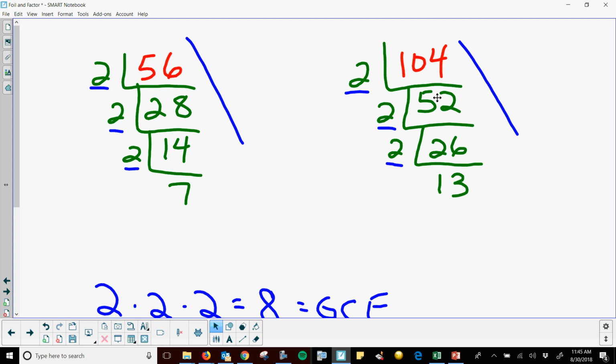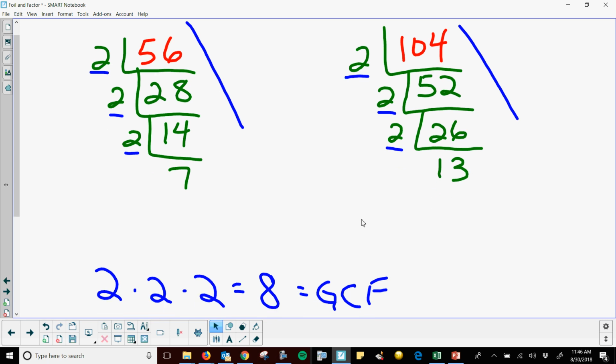104 divides by 2, divides by 2, divides by 2, and I get 13. 13 is another one of our prime numbers. To find the greatest common factor, we're looking for what they have in common. What kind of pairs can I make? Well, let me do it this way.